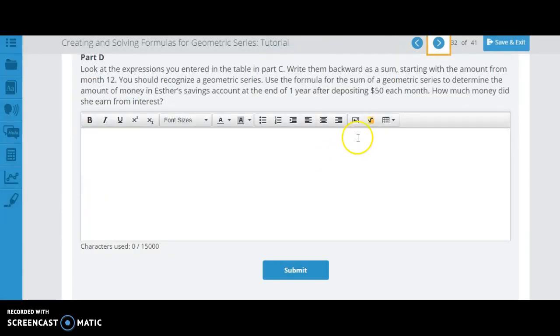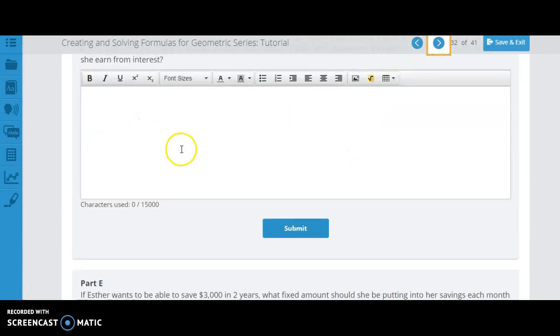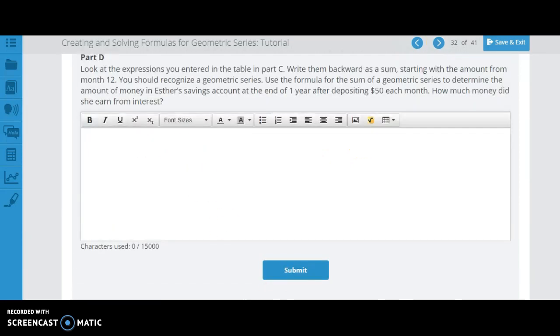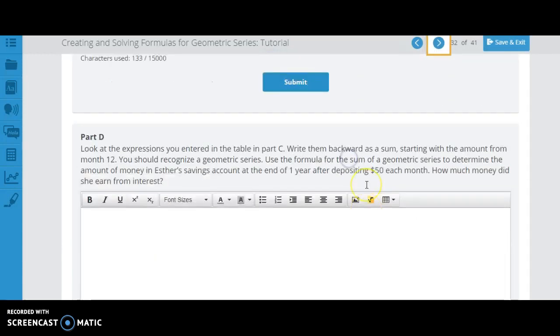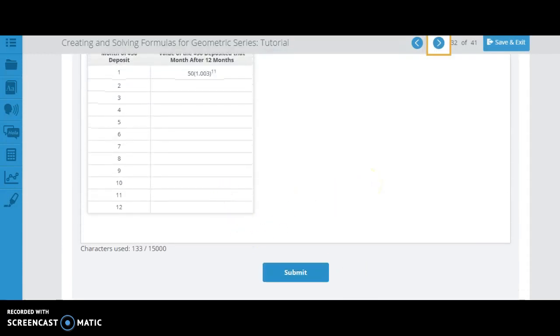Now, when we write it as a sum, let's go ahead. I'm going to show you what this last one's going to be first.